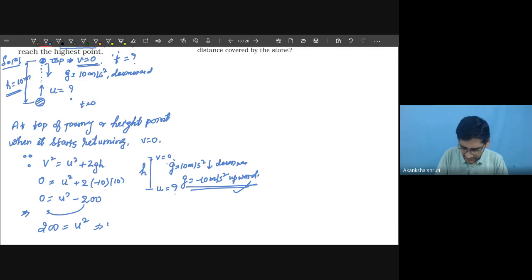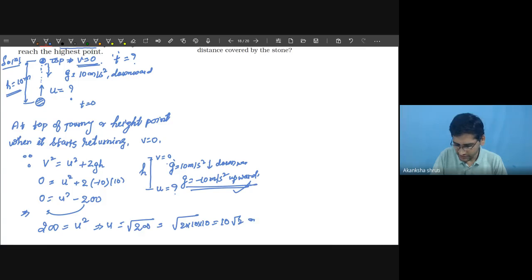So lastly, for calculating u, you need to put a square root there. Square root of 200. So 100 can be taken out, it is 2 into 10 into 10. So it is 10 root 2, unit is meter per second. We may substitute the value 10 into 1.42, so approximately it is 14.2 meter per second. So this was the speed with which the object was thrown upward. Okay, student? It was this one.